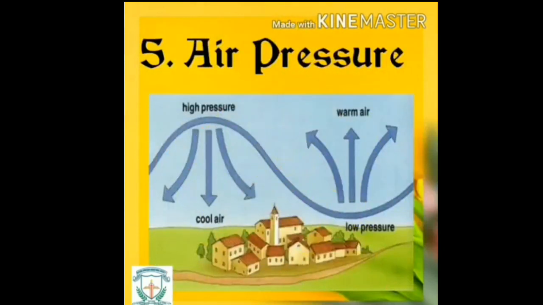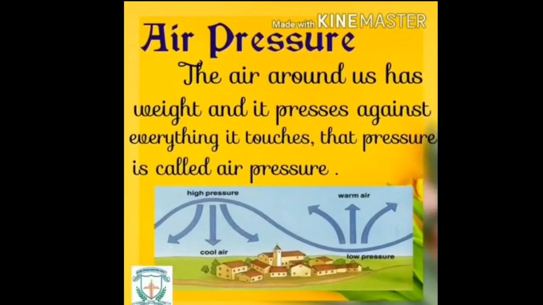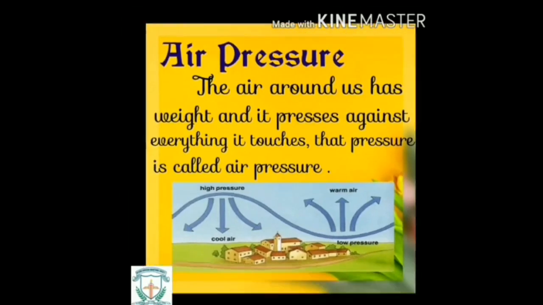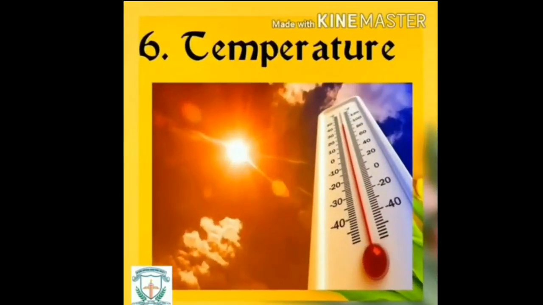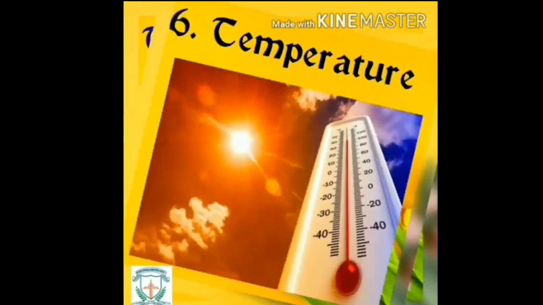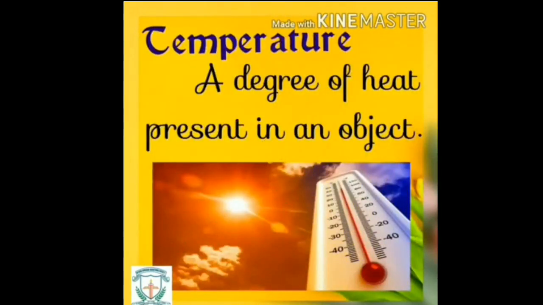Fifth word, air pressure. The air around you has weight and it presses against everything it touches. That pressure is called air pressure. Sixth one, temperature. A degree of heat present in an object.